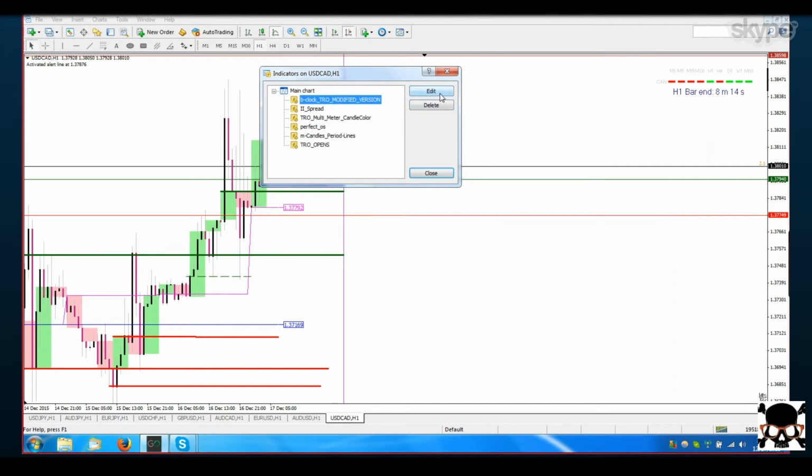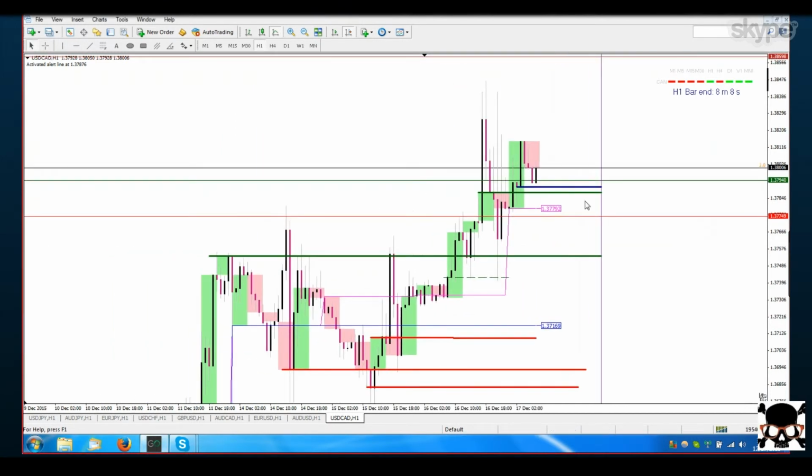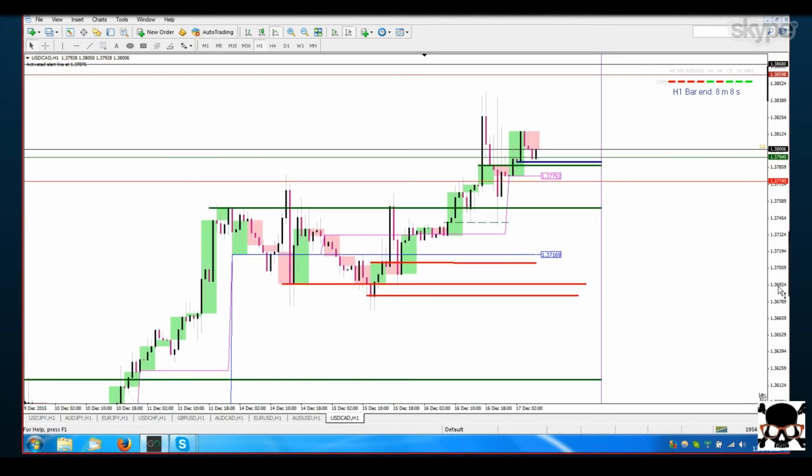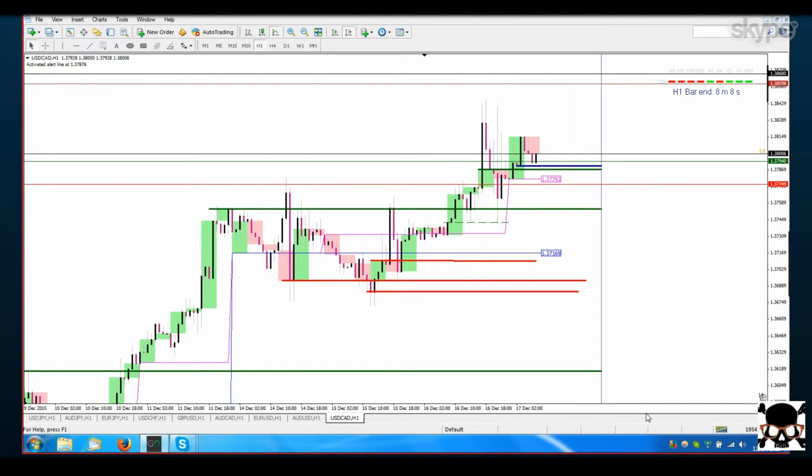So all of those are free indicators. You can find them all over the place if you search the interwebs. I think most of those will be findable on Creslic, and obviously the II spread can be found at insanitindustries.net.